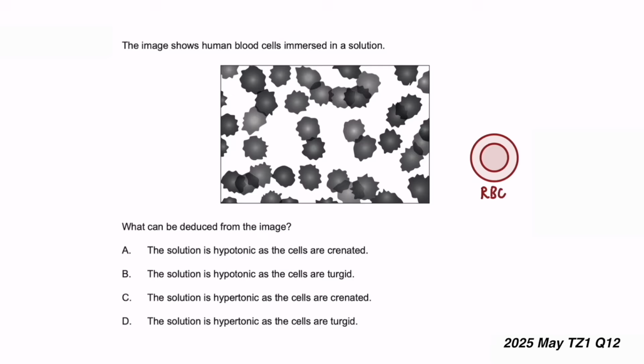A normal blood cell has a spherical shape. However, the diagram shows blood cells are crenate. This is because the blood cells have been placed in a hypertonic solution, which has a higher solute concentration than the cell. So water in the blood cell diffuses out, and the cell will shrink.